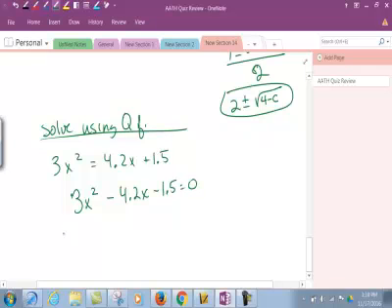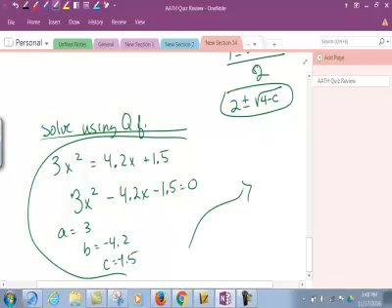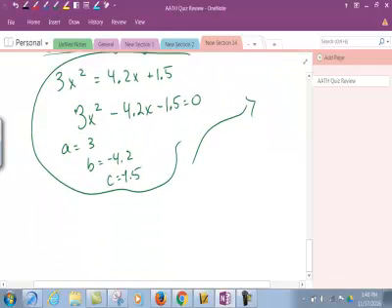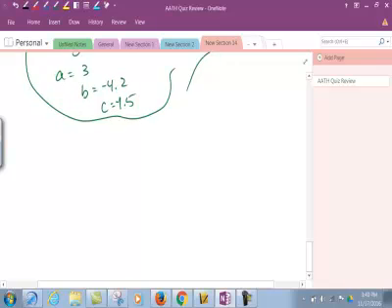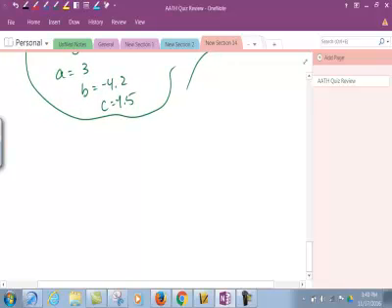All right, and so then you simply want to set a equals 3, b equals negative 4.2, c equals negative 1.5, and then just like we did before, plug it into the quadratic formula and try to get the answer. I want to keep this video relatively short, so I'm not going to finish that one. I'll have you go ahead and finish that, and you can check your answer when you come to class on Monday.